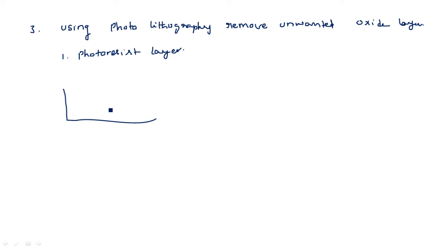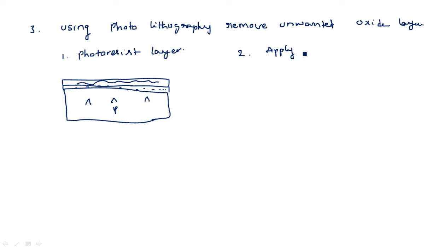So we are taking the same substrate. On this we already have a 1 micrometer SiO2 layer. Now again this is the photoresist layer. This is the oxide layer which is already there, and it is the P-type substrate. Now the second step is to apply UV rays.